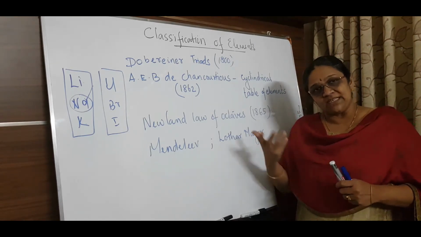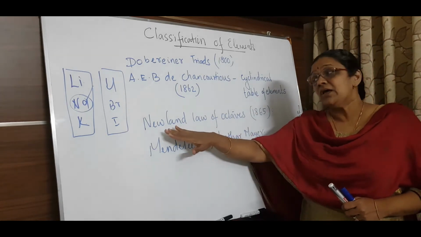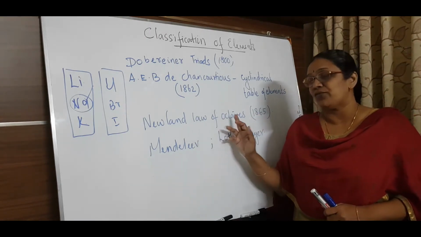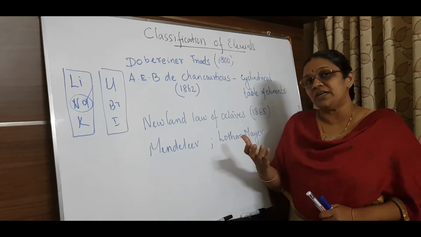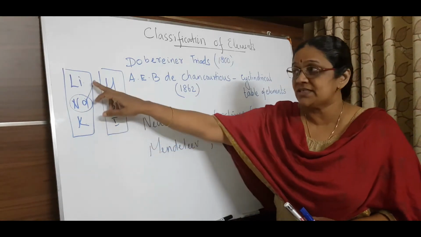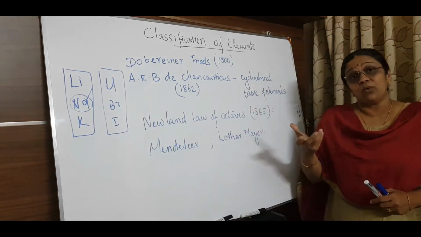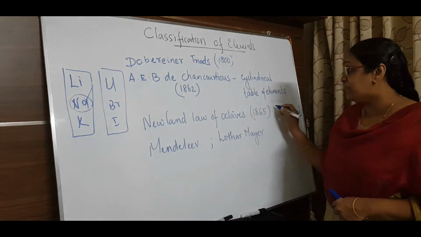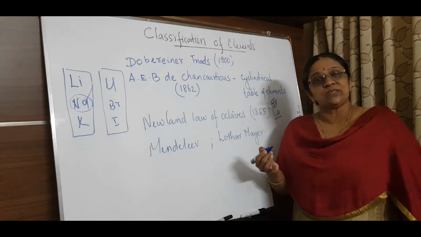Then some more scientists came into limelight, and the most important one was Newland's law of octaves, in 1865. You know Newland's law of octaves. What did he say? He said that every eighth element has the same property as the first element, isn't it? Like sodium and lithium. After lithium, the eighth element is sodium. But what was his demerit? Newland's law of octaves was only applicable up to calcium, that is atomic number 20. For heavier elements, it was a failure.